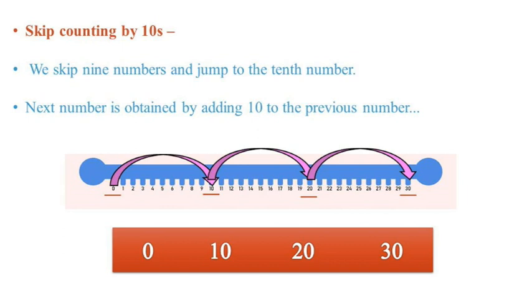Again, skip 9 numbers: 11, 12, 13, 14, 15, 16, 17, 18, 19. So the arrow will reach number 20. Next, from 20, with the same procedure, the arrow will reach 30. Let's make a note of these numbers which we get: 0, 10, 20, 30.